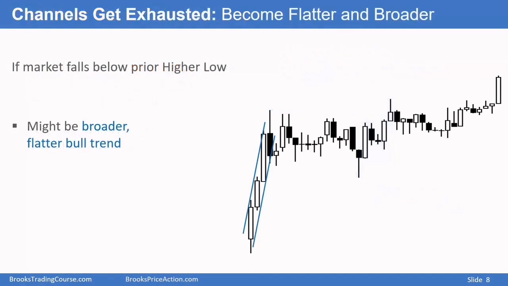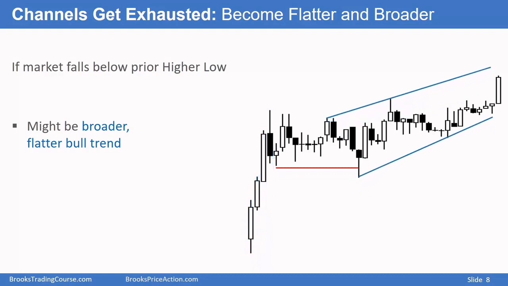I said that if the market falls below a prior high or low, it may be converting into a trading range or a bear trend. But if it falls below a minor high or low like this, all it's doing is converting into a flatter bull channel, a broader, flatter bull channel. We have a very tight bull channel here, but at this point we start going up. The channel now is broader and flatter. This is what I mean.